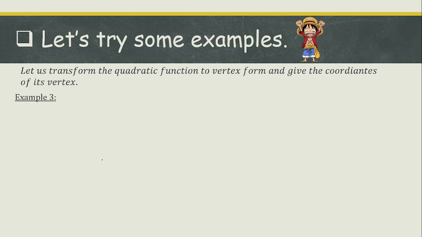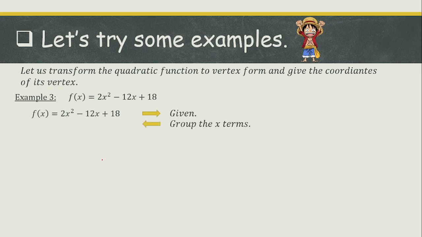For ngayon, medyo dadagdagan na natin yung ating instruction. So we are going to transform the given quadratic function to vertex form. Then kukunin na natin yung coordinates ni vertex after. So example 3, we have f of x is equals to 2x squared minus 12x plus 18. So nasa general form siya ng quadratic function. So let's copy the given.